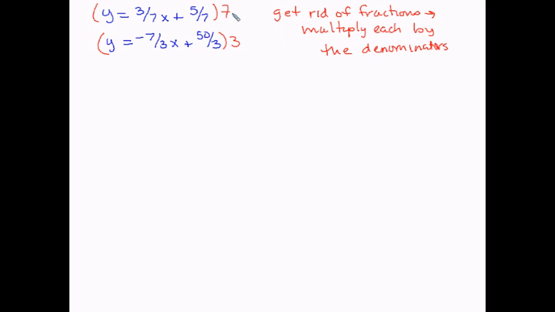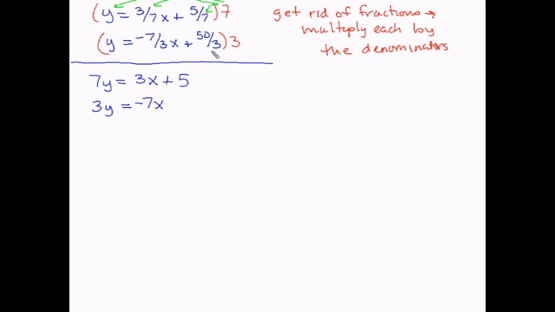Now this 7 gets multiplied times everything, the y, the 3/7 x, and the 5/7. What that does is gives me 7y is equal to, the 7's cancel, so I'm left with 3x, and the 7's here cancel, plus 5. Here, 3 times y gives me 3y. The 3's cancel, so I get negative 7x. And the 3's cancel, so I'll have 50.